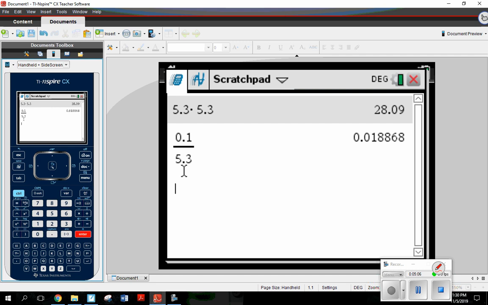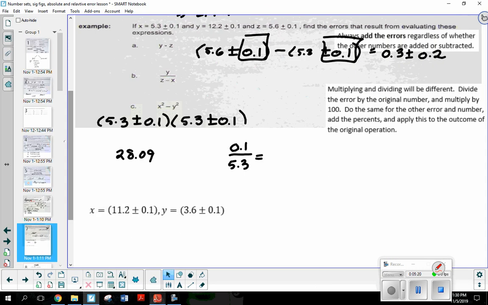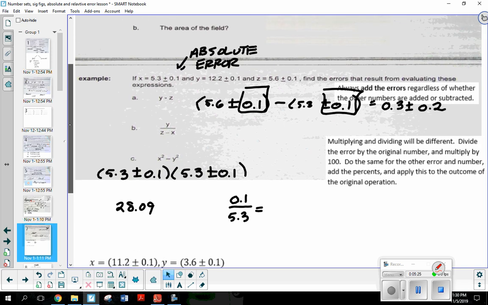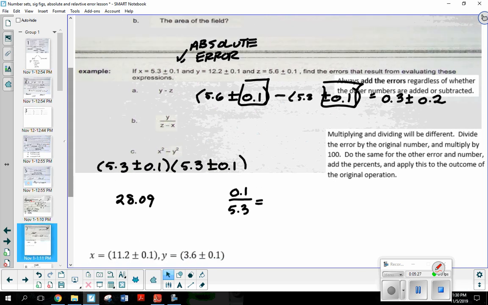Would you explain that again? I'm sorry. We're finding the relative error. So we're taking the absolute error and dividing by the exact value that we have. So the 0.1 divided by the 5.3. Just like on the previous problem where we were taking the y value, we had that 0.1 and we divided it by 12.2.